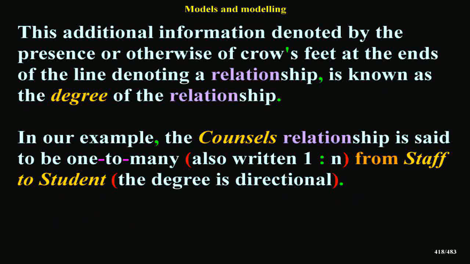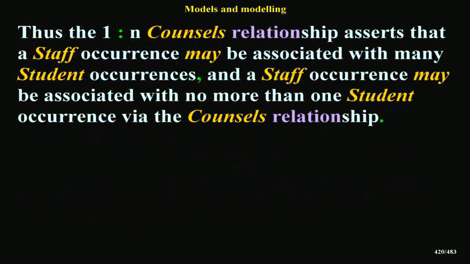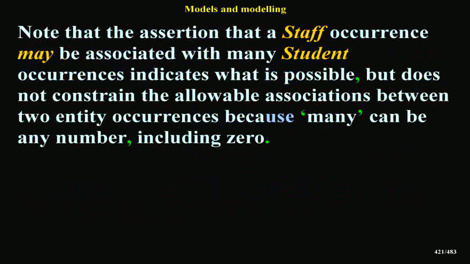In our example, the counsels relationship is said to be one to many, also written 1:N, from staff to student. The degree is directional. We could equally well have said that the counsels relationship is many to 1 from student to staff. The degree of a relationship is not an observation of relationship occurrences as they exist at some time, but it reflects an important part of the meaning of the relationship which holds for all possible occurrences. Thus the 1:N counsels relationship asserts that a staff occurrence may be associated with many student occurrences, and a student occurrence may be associated with no more than one staff occurrence via the counsels relationship.